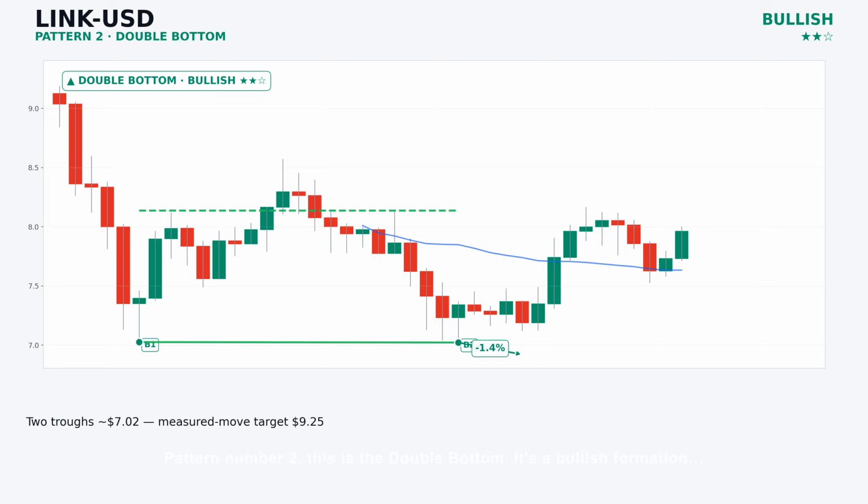The textbook measured move projection is 1.4%. That's the typical decline once the pattern fully completes. It's a guide, not a guarantee, so we still need our SL in place.